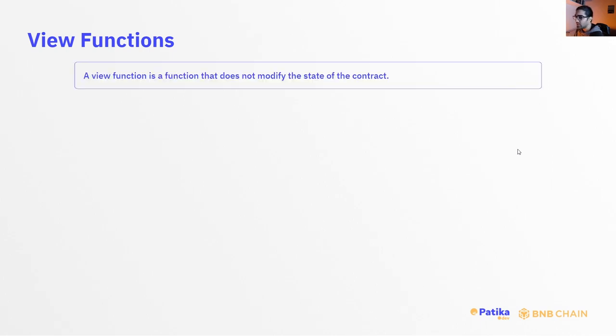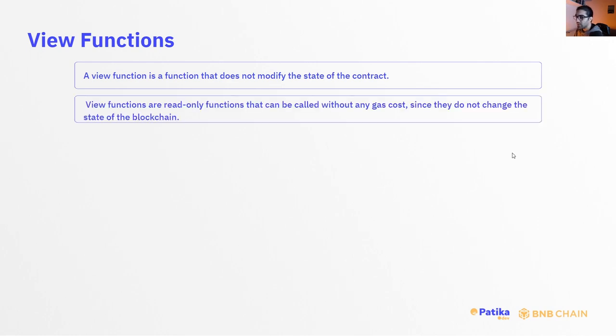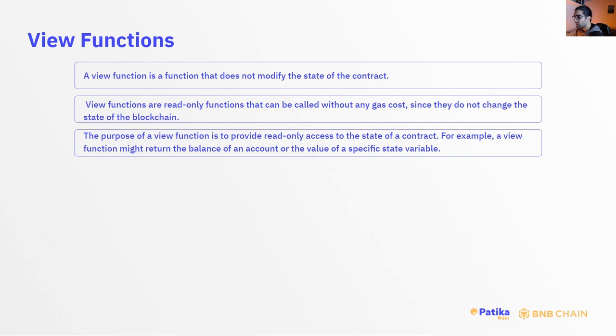A view function is a function that does not modify the state of the contract. That's important. You can just read the variable, but you cannot modify it. View functions are read-only functions that can be called without any gas cost, since they do not change the state of the blockchain. If you are not able to change a state variable, it's not going to cost any gas. The purpose of a view function is to provide read-only access to the state of a contract. For example, a view function might return the balance of an account or the value of a specific state variable.